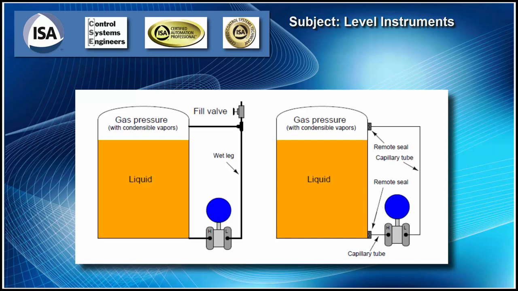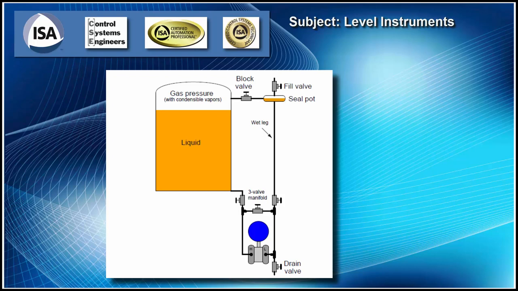Now, the problem with this type is, depending on what liquid you fill it up with, it may evaporate over time, which will give you an error in your level measurement. So typically we put in a seal pot, and typically they're going to put in glycol. They'll put glycol in the seal pot and it'll keep the pipe filled up. And notice at the bottom, we've got a drain. So for maintenance, we can always drain our wet leg and then refill it later. So this is the best way to go.